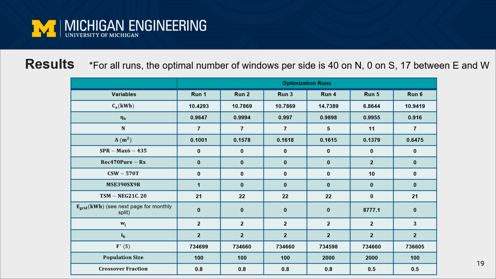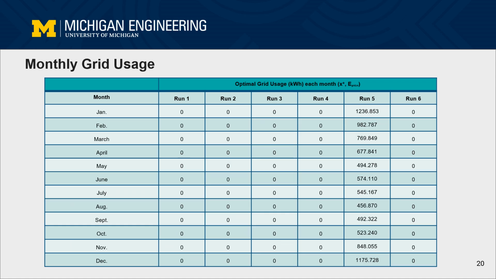Here are the results. We present 6 runs, 3 with the same population size and crossover fraction, and 3 with different ones. We can see that in most of the runs, no energy will be extracted from the grid, which shows that the battery design and solar panel design sufficiently provide the house with the required energy. We find the optimal cost to be about $735,000 each time. When the hyperparameters change, we do see at one point we draw electricity from the grid and spend less on the battery and panels, but in this case, the total cost remains about the same as the other runs.